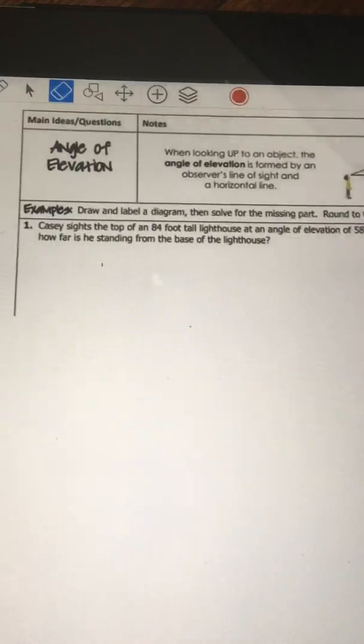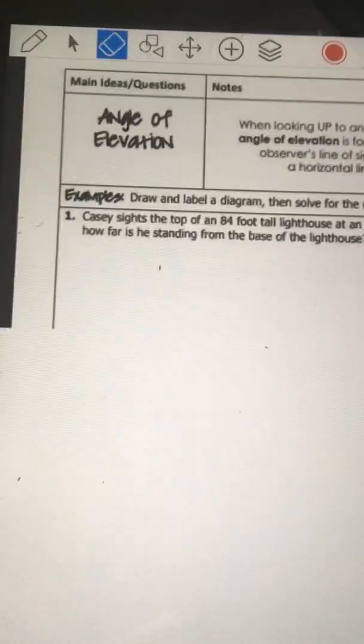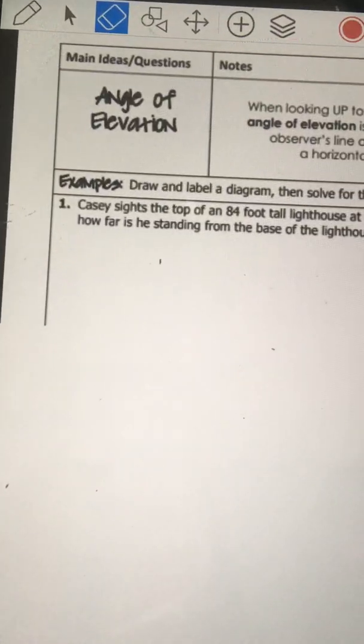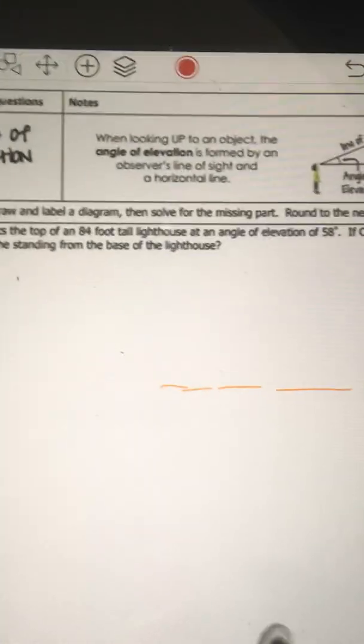So I just wanted to record the examples that we're going to be doing on Zoom of angles of elevation and depression. The main thing to note is that your angles are always going to come from a horizontal line going across. So angles are always going from a horizontal straight line across like that.